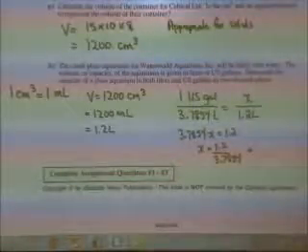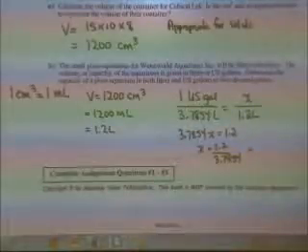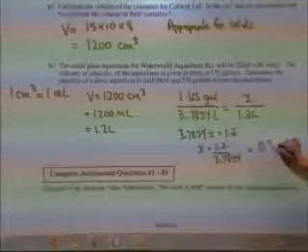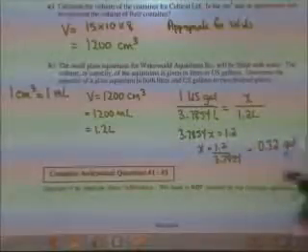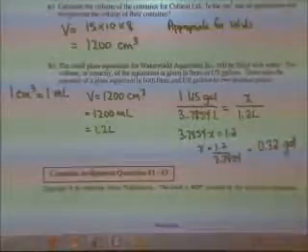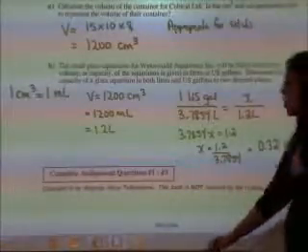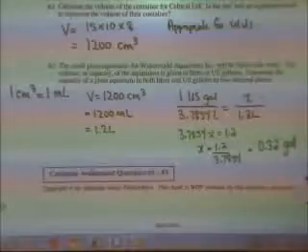What'd you get, Taylor? Did you do this, or who put this in their calculator? Kate. 0.32 gallons. It's reasonable because my aquarium is not very big.